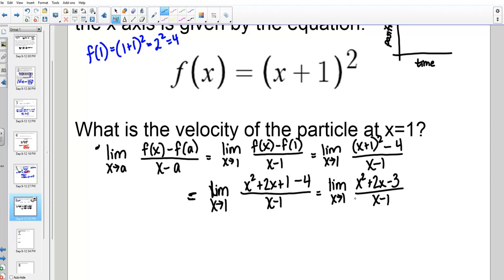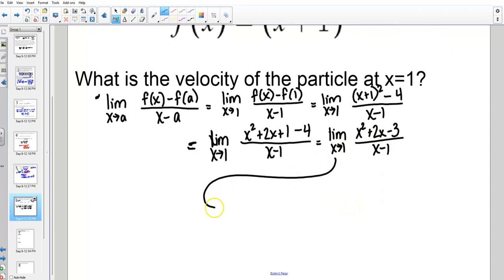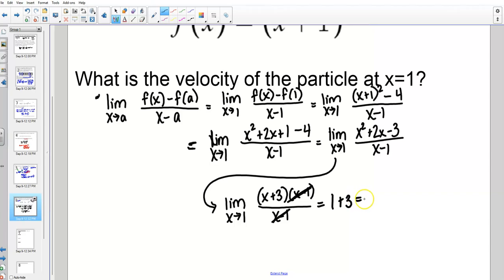Okay, what next? Let's factor it. So we'll do the limit as x approaches 1 of (x plus 3)(x minus 1) over x minus 1. And in these, you pretty much should always have something that'll factor and cancel there. So that cancels, and then we can just plug in our 1. 1 plus 3 equals 4. So we get 4 for that.